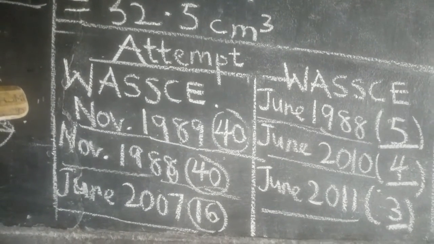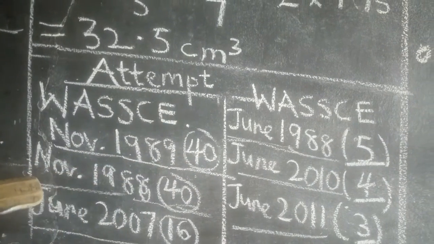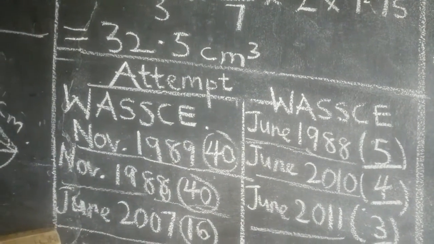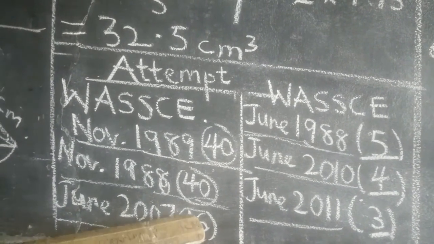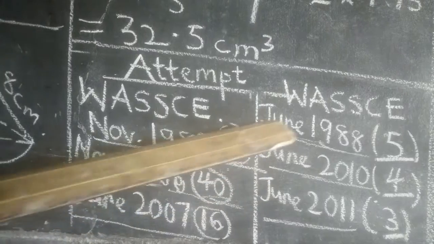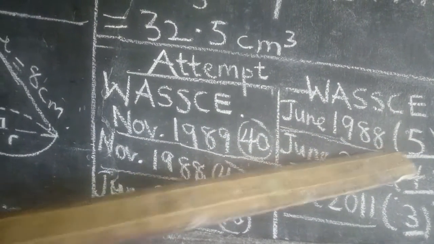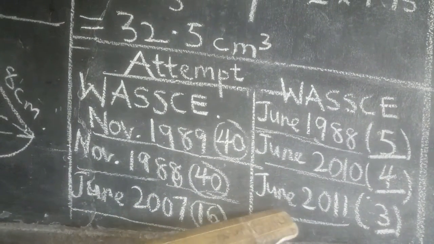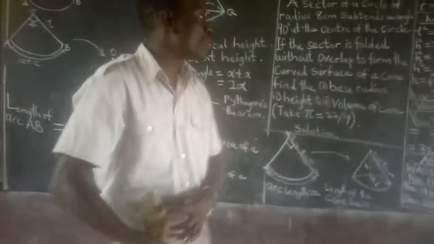We have WASC November 1989 number 40, objective. November 1988 number 40, objective as well. June 2007 number 16, objective as well. For the theory, we have WASC June 1988 number 5, June 2010 number 4, June 2011 number 3. Please, we can get more questions in our textbooks.